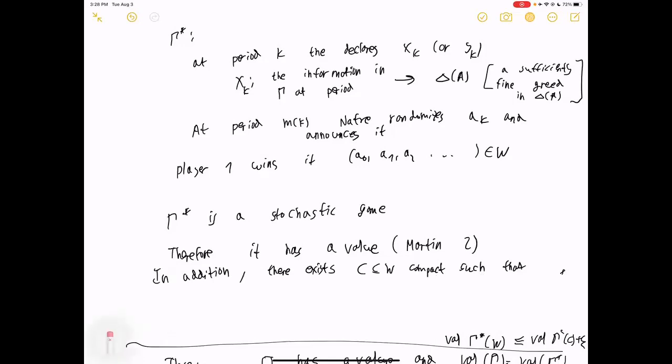There exists a compact set that approximates the winning set from below, such that already on this compact set, player one can guarantee the value up to epsilon. So the quantifier on epsilon is here.